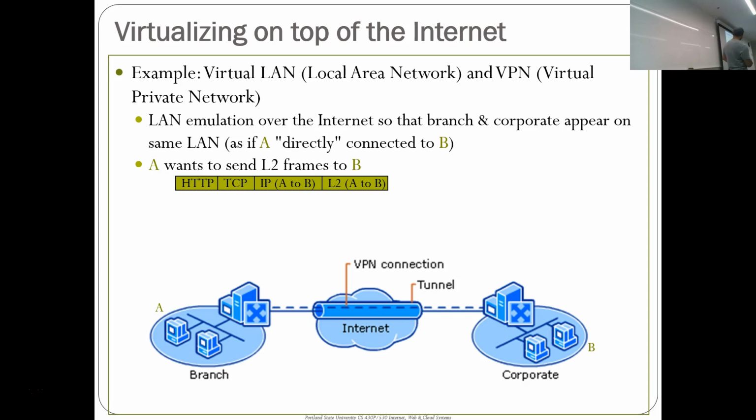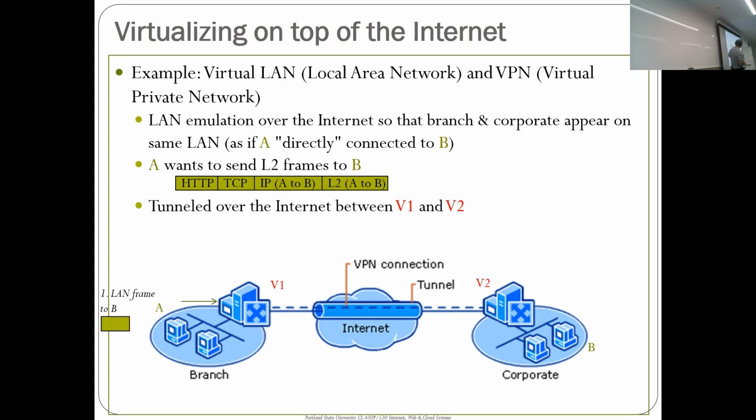Say A wants to send L2 frames directly to B. Because they're both on the same IP network, A would ARP for B's hardware address, get the hardware address of B, and then send this Russian doll where I have an IP packet that's going from A to B, and an L2 frame that also goes from A to B. The way this is faked is to have these two VPN routers as part of the network. And what you would do is tunnel this L2 frame in an IPv4 or an IPv6 packet that goes from V1 to V2.